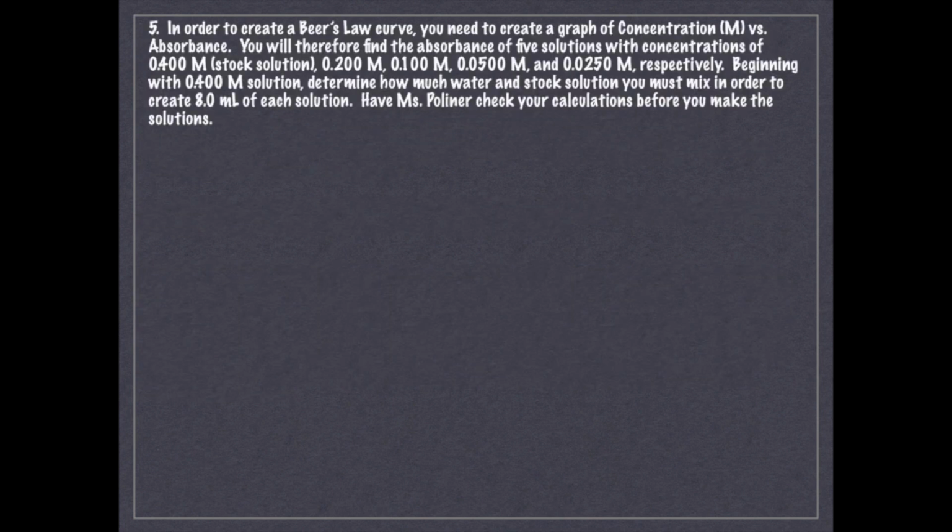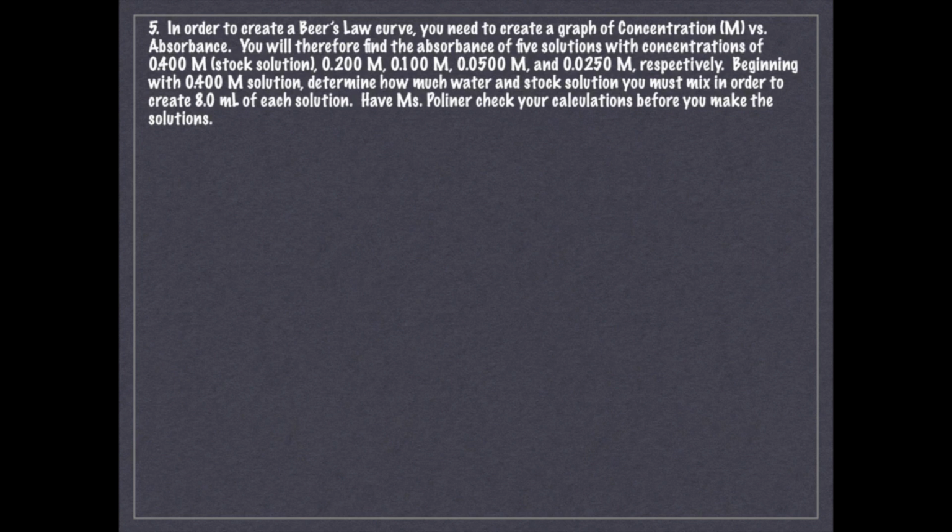All right, step 5. In order to create a Beer's law curve, you need to create a graph of concentration versus absorbance. Now, you already saw that in the pre-lab question. You saw what that graph is going to look like. Now, you're going to create one yourself. You will therefore find the absorbance of 5 different solutions with all of those different concentrations, respectively.